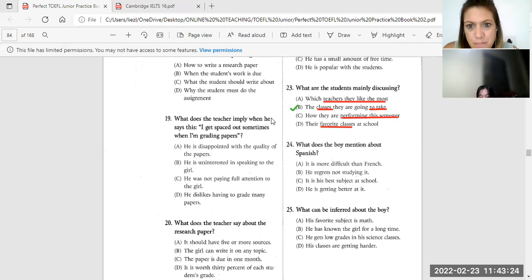What does the boy mention about Spanish? Okay, what does he mention? It's more difficult than French. He regrets not studying it or not taking it. It's his best subject, or he's getting better. Let's listen.